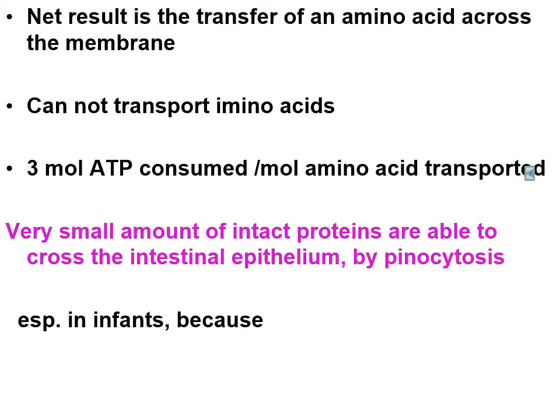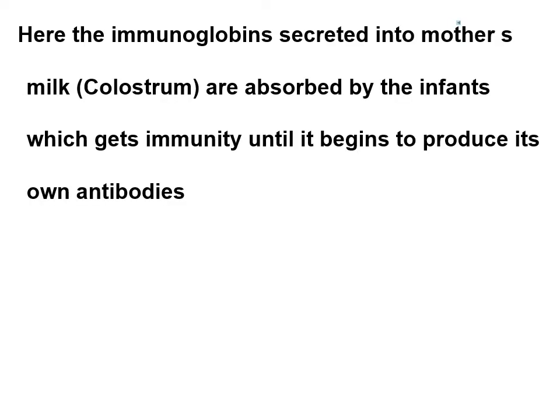A very small amount of intact proteins are able to cross the intestinal epithelium by a process called pinocytosis, especially in infants. Here the immunoglobulins secreted into mother's milk, that is colostrum, are absorbed by the intestine of the infants, which gets immunity until it begins to produce its own antibodies.